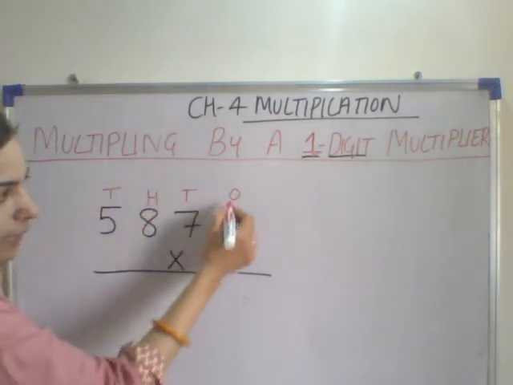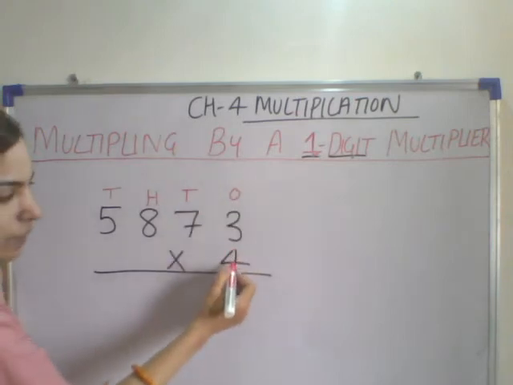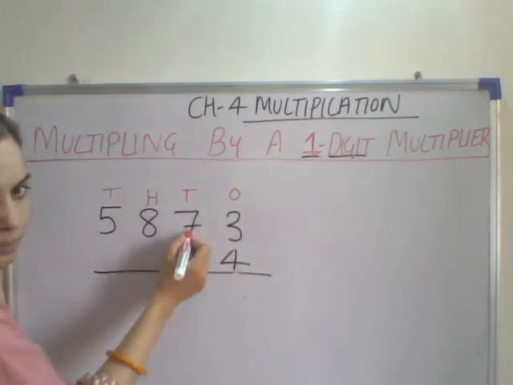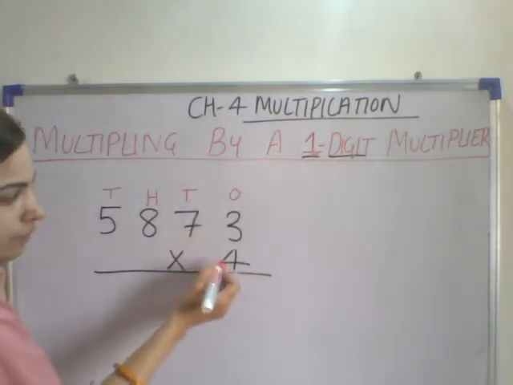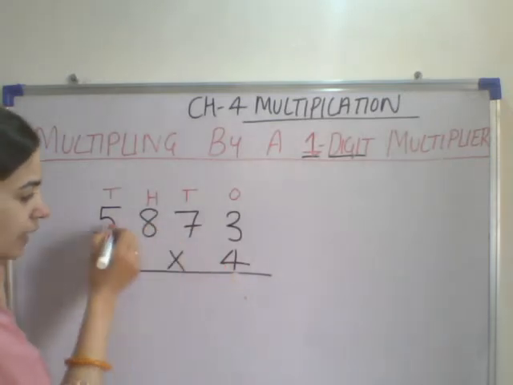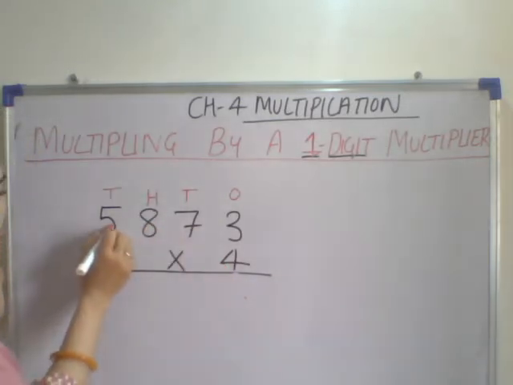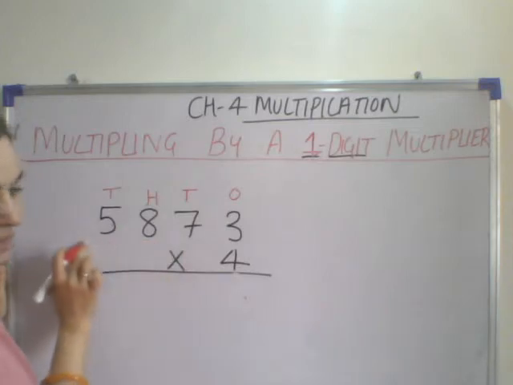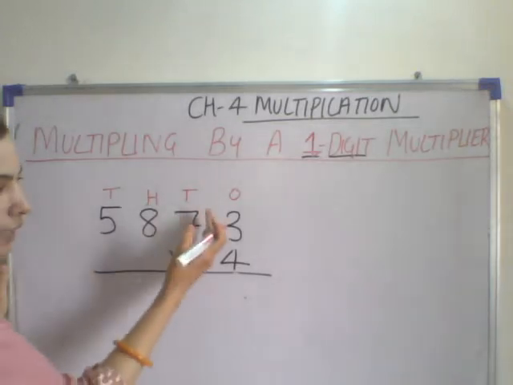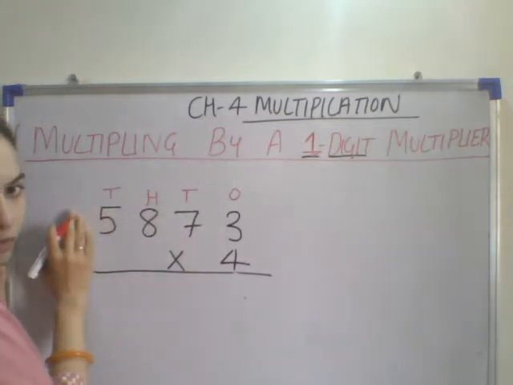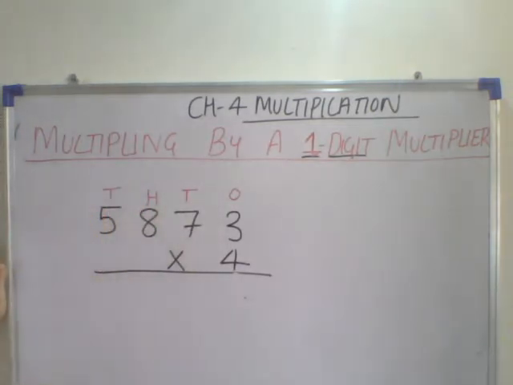First we will be multiplying the ones place. Then we will be multiplying 4 with the tens place. Then we will be multiplying hundreds and then at the end the thousand place. We will be moving in this direction. And the number which comes on to carry, we will be carrying it forward. So let us start now.